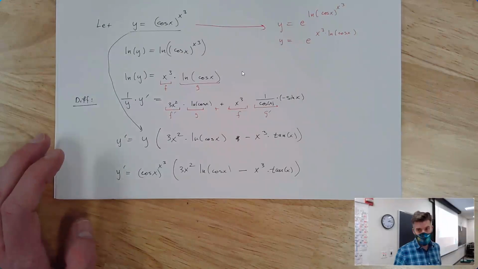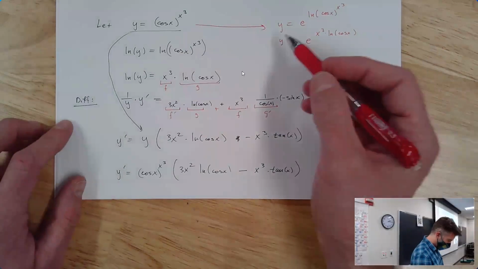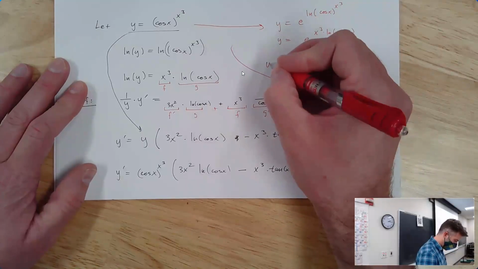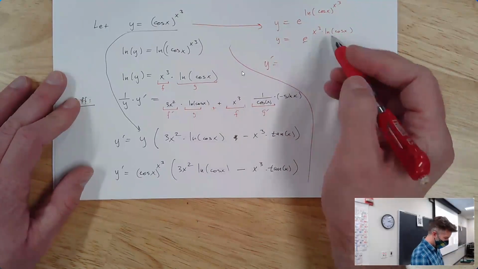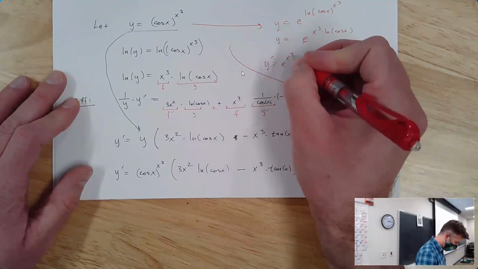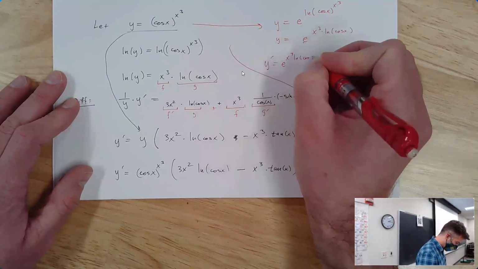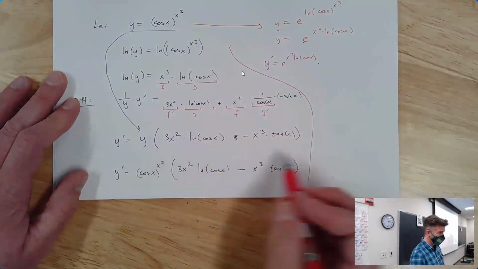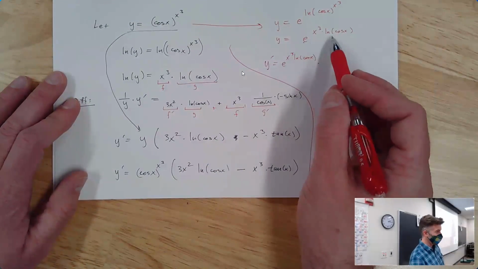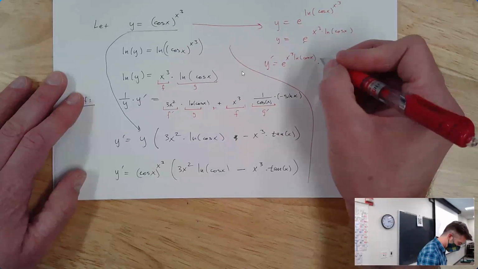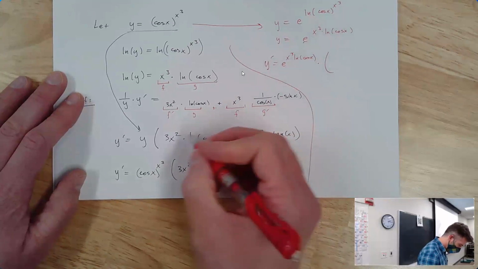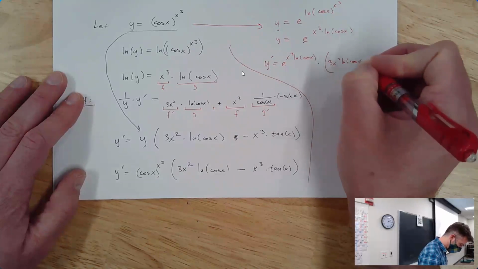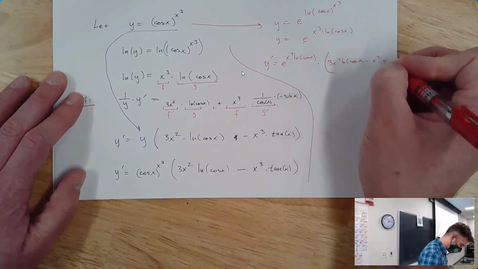I will just mention, you could have done it this way if you wanted to. You could have said, oh, the derivative of e to the stuff is e to the stuff times the derivative of that stuff. And the derivative of that stuff is exactly the same as the derivative of this, right? Because again, it's x cubed times natural log of cosine. So it's really just the e to the stuff times all of this again: 3x squared natural log of cosine of x minus x cubed tangent x.